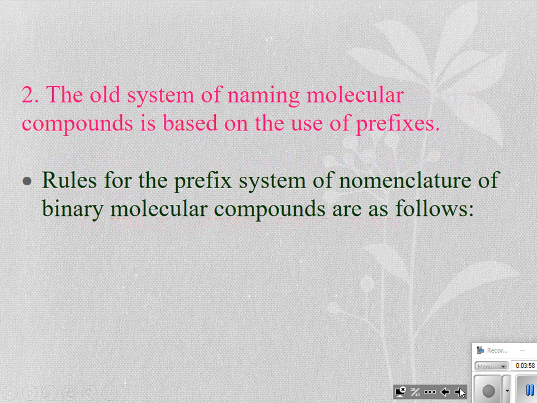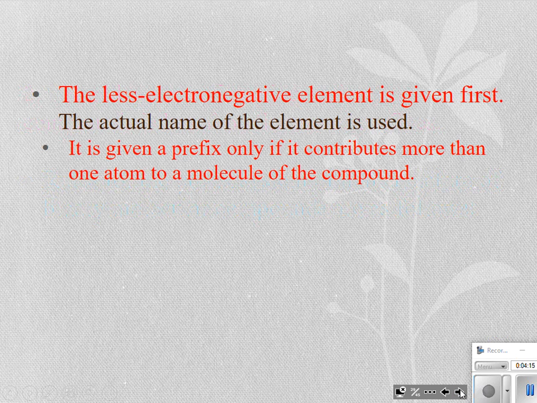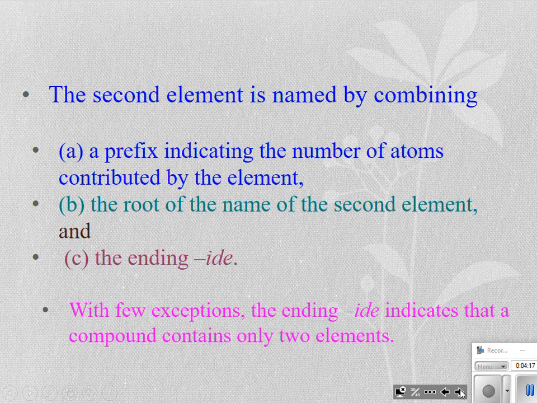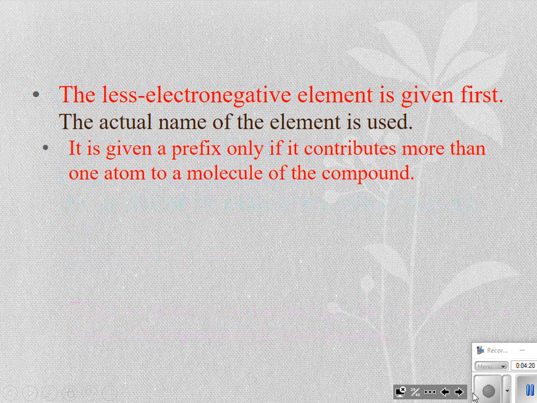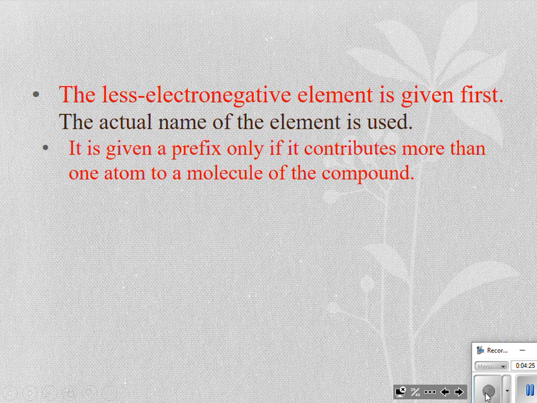Today we are going to discuss the older system of naming, which uses prefixes, and I just simply call it the prefix system. When dealing with the prefix system, we have rules that we follow, and the very first one is right here. The least electronegative element is given first. And when naming these, we just use the actual name of the element.